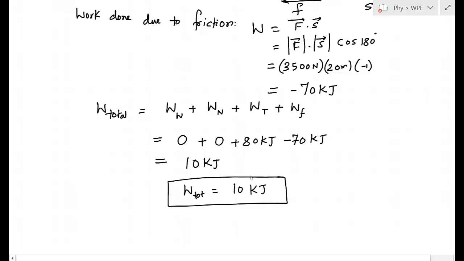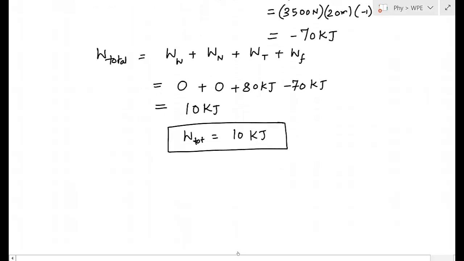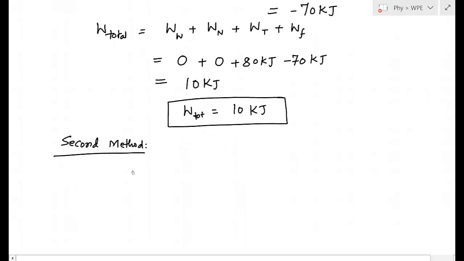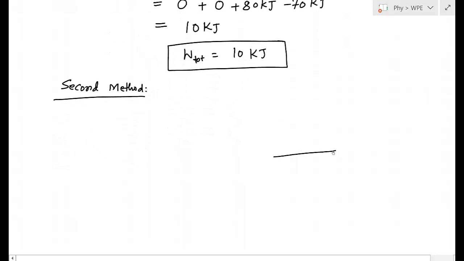We can get the same answer using the second approach. In that case, we can consider the resultant force. So let us use the second approach, that is the second method. If you remember the free body diagram, in this direction you have friction, in this direction you have normal reaction, in this direction you have weight, and in this direction you have motion, that is displacement, and this force is the force due to the tractor, and this angle is phi.